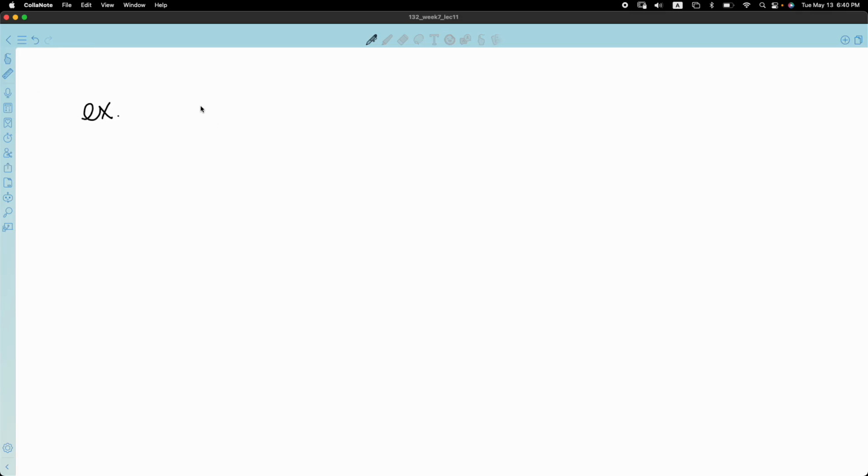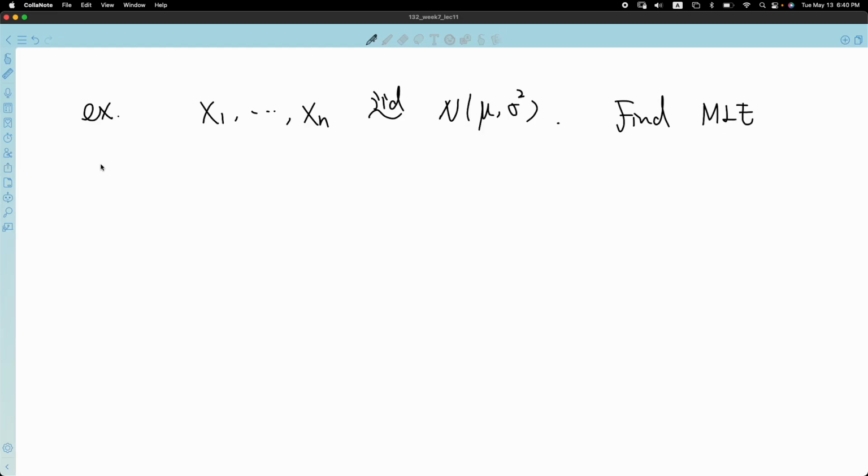So this one we are going to work on a continuous distribution, IID, with normal, mu and sigma squared. Okay, so what we did previously for the Poisson is discrete random variables, and now we are working on the continuous case. So the question for this example is to find the MLE first of mu and sigma square.